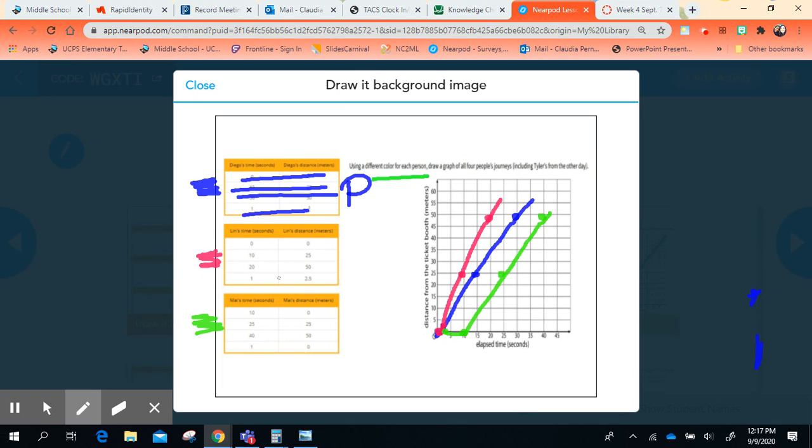So for my red line, does it make a straight line? Yes or no? Gentlemen, yes or no? Straight line for my red one. Yes? No? Is it crooked? It's straight, people. Does it go through 0, 0? Yes, thank you. Someone.